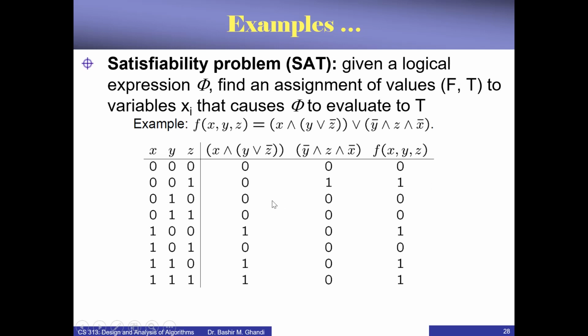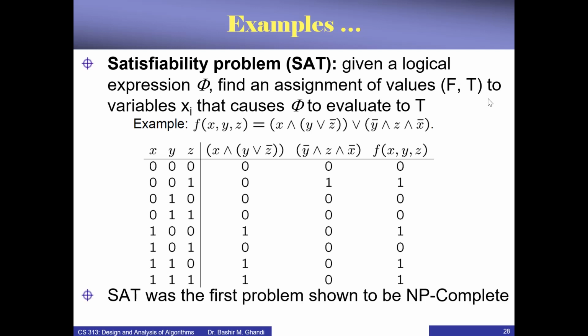This is the final result. So if this column gives you 1, it means we are able to satisfy the equation. So this is the satisfiability problem. Given a logical expression, can we find a valid assignment of the variables involved that will give us true, or that will satisfy the logical expression?